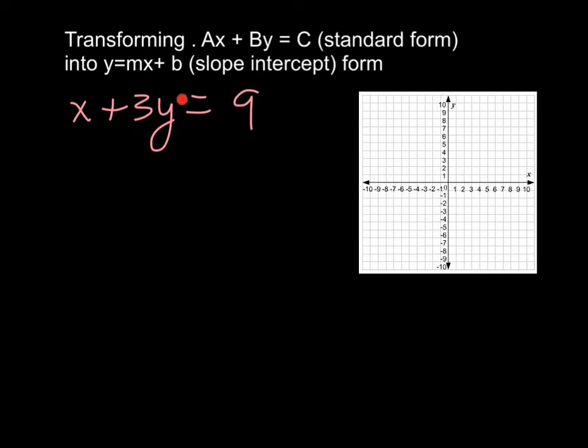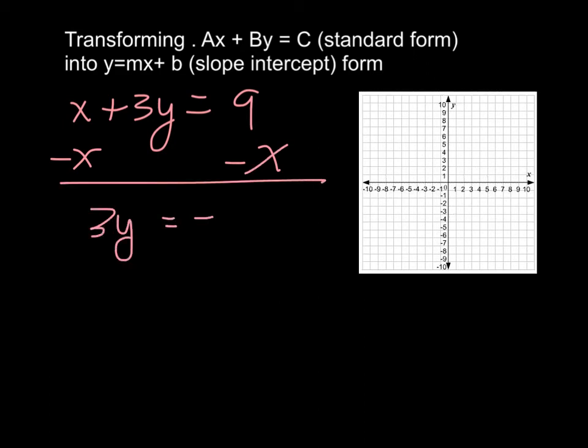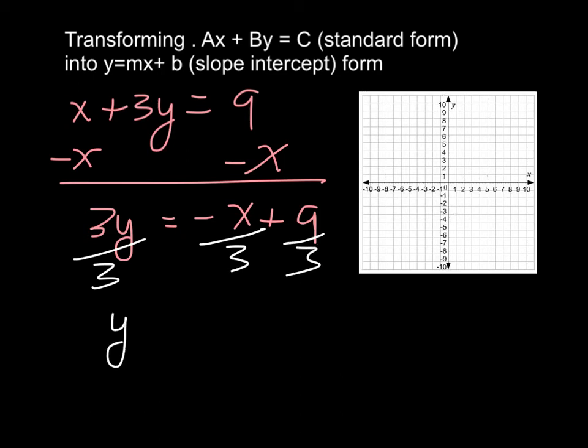Simply solve for y. So to solve for y, you want to get rid of this x, subtract that from both sides. You will then have 3y equals negative x plus 9. It's not quite in slope-intercept form. You need this solved for y. So you're going to have to divide everything by 3. That gives you y equals, well, dividing by 3 is the same as multiplying by 1/3. So that gives you negative 1/3 times x plus 3.